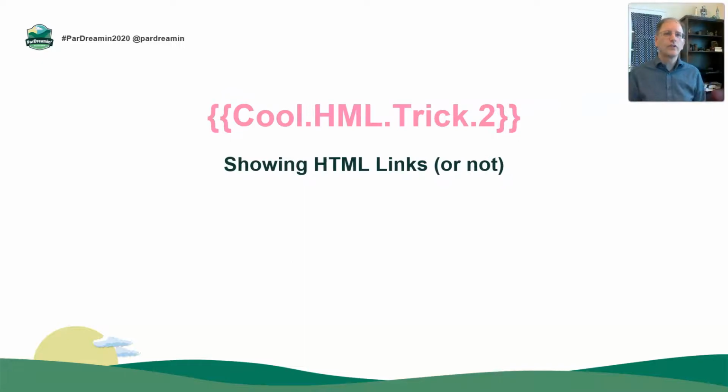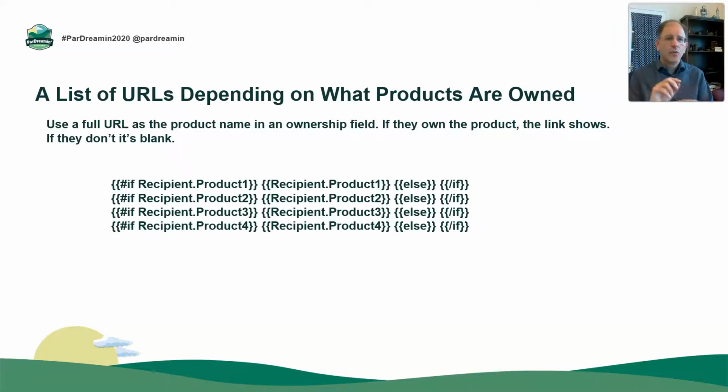All right, here's cool HML trick number 2. Essentially showing HTML links or not. So we have people who might want to show people a list of links depending on, let's say, what products they own. So you can use a full URL as the product name in an ownership field. So, for example, if they own a certain product, put the full URL for, let's say, the product documentation as the HML value in there, so that if they own the product, show this field. If not, don't show it.